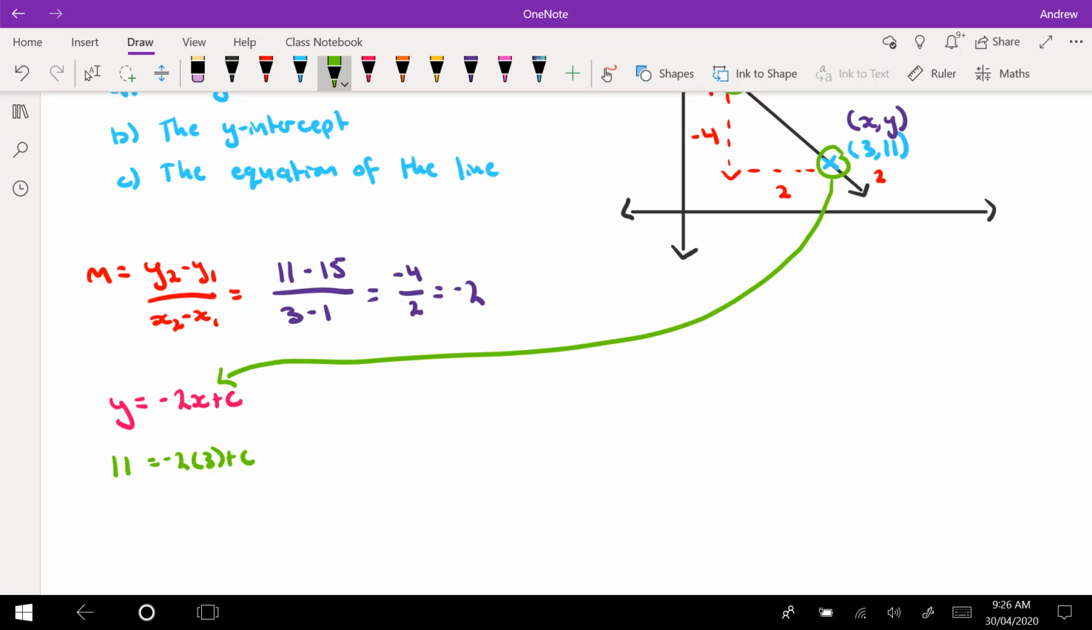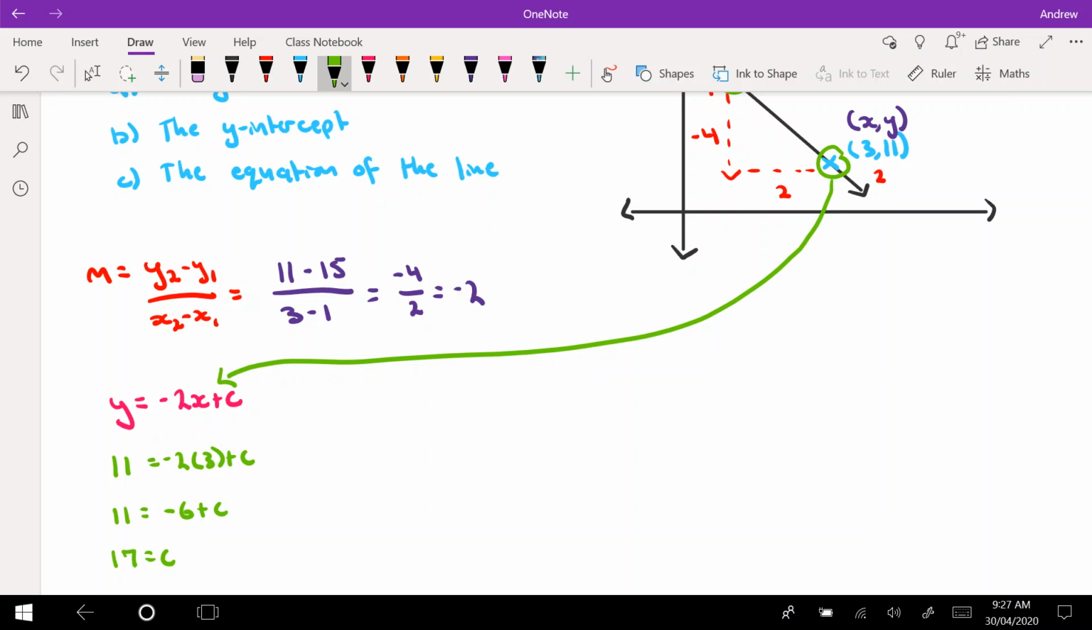Jordan, what's -2 times 3? What's 2 times 3? Yeah, -6. So 11 equals -6 plus c. And then I'm just going to plus 6 onto here. So 17 is equal to c. So now I know that my y-intercept is 17. I know my gradient is -2.